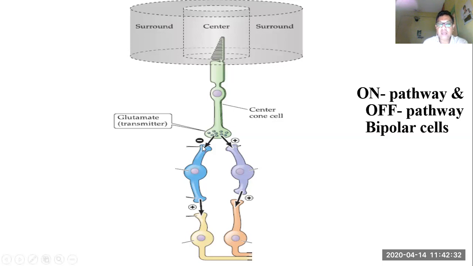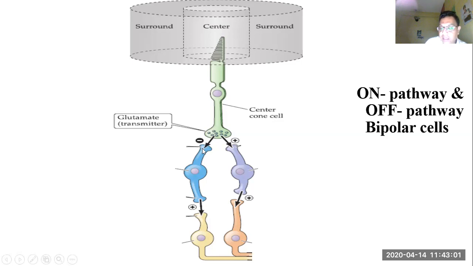Now, please remember, this is very important. This is a very unique receptor area. This receptor area is a receptor where glutamate is inhibitory. Please note, in this receptor area, glutamate is inhibitory.